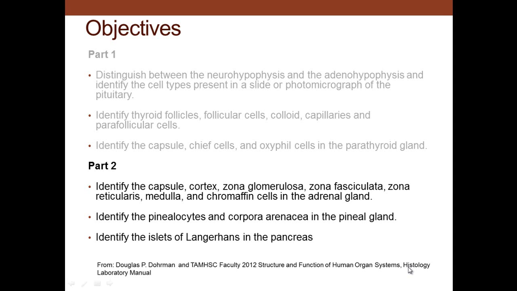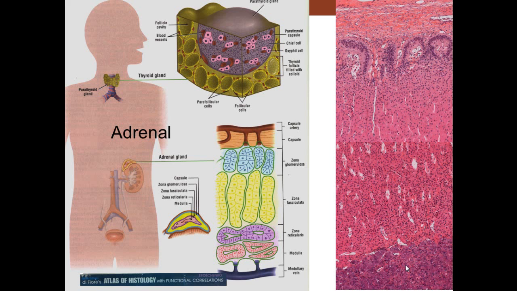The endocrine system, part two. Part two, we want to identify the various components and the cells therein of the adrenal gland. We want to identify the pineal sites in the pineal gland, and we want to identify the islets of Langerhans cell in the pancreas for the insulin production. So here we see the adrenal.